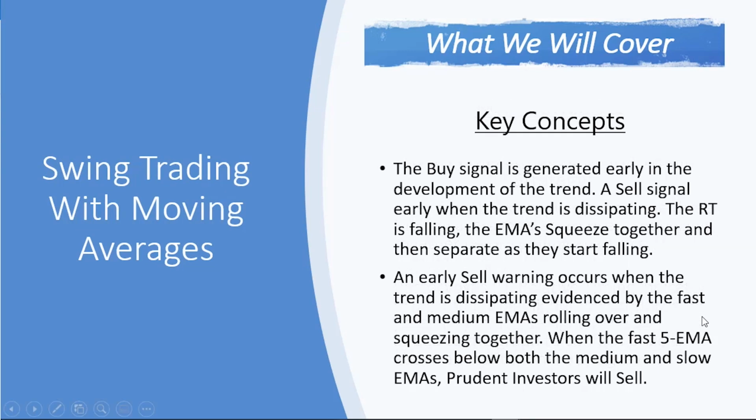The buy signal is generated early in the development of the trend. The sell signal comes early when the trend is dissipating. The relative timing is falling, the EMAs squeeze together, and then separate as they start falling. An early sell warning occurs when the trend is dissipating, evidenced by the fast and medium EMAs rolling over and squeezing together. When the fast 5-day EMA crosses below the medium and the slow EMAs, prudent investors will sell.